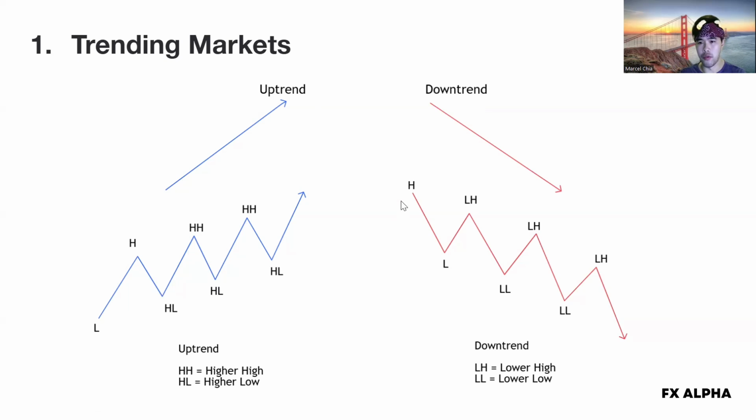So they expand to form a new high, contract again to form a higher low, and so forth. For a downtrend, it is the same but in the opposite direction: they expand to form a low, contract to form a lower high, expand to form a new low, contract to form a lower high, and so forth. So for an uptrend, there's a series of higher highs and higher lows. For a downtrend, there's a series of lower highs and lower lows.